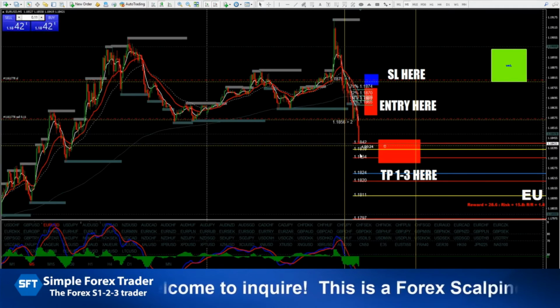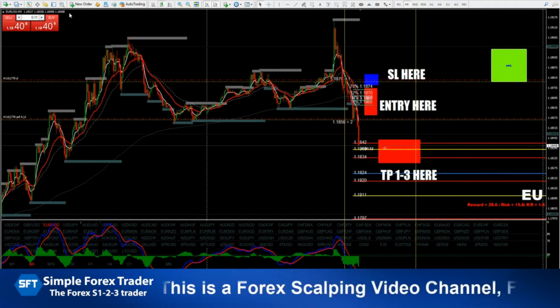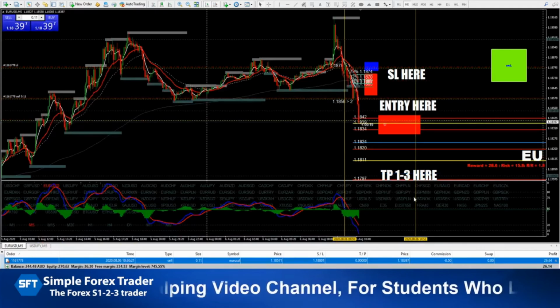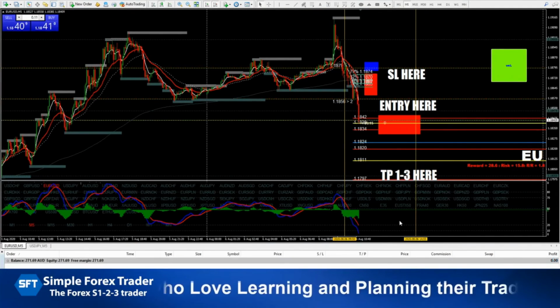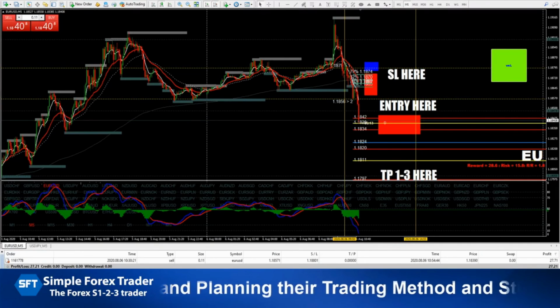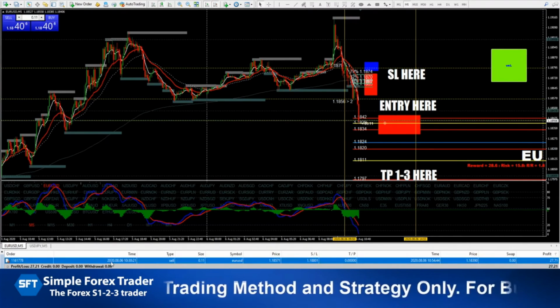Alright, so it looks like it passed now. It's going to pass through the first, the second. There it goes through our second take profit. I'm going to close this trade now, guys. 1, 2, 3. Bang. $27.71 right there. So that's proof, guys.